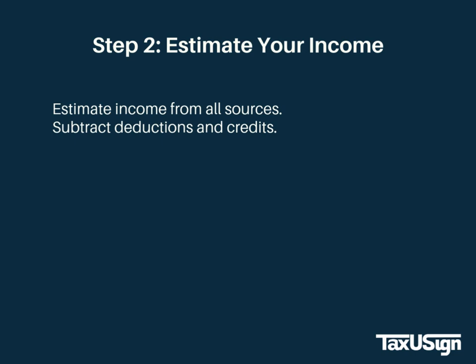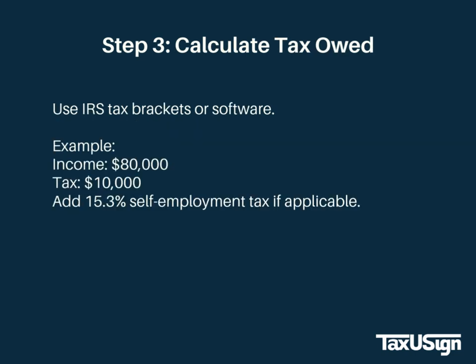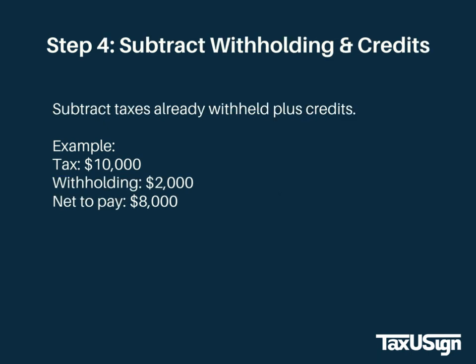Estimate your income. Add job income, side gigs, interest, dividends. Subtract deductions and credits. Use IRS tax brackets or tax software to estimate how much federal income tax you'll owe on that income. Example: estimated taxable income, $80,000. Estimated federal tax, $10,000. Don't forget to include self-employment tax. If you're self-employed, 15.3%. Next, subtract any tax already withheld from your paycheck, plus credits you're eligible for.